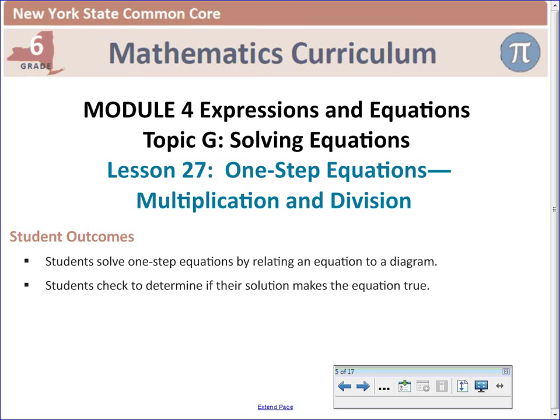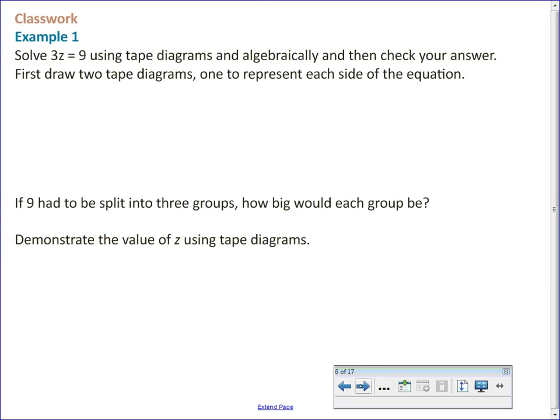Today we'll be looking at Module 4, Lesson 27, one-step equations. Just like yesterday, except today we're going to look at multiplication and division, where yesterday we looked at addition and subtraction, okay? So let's start right off the bat with example 1. Solve 3z equals 9 using tape diagrams and algebraically, then check your answer.